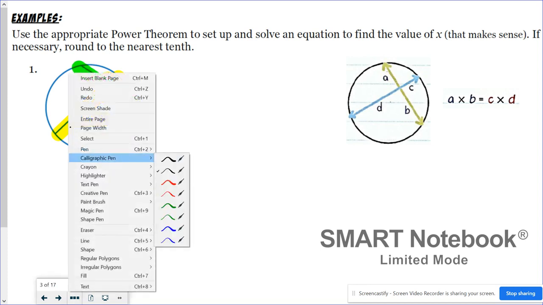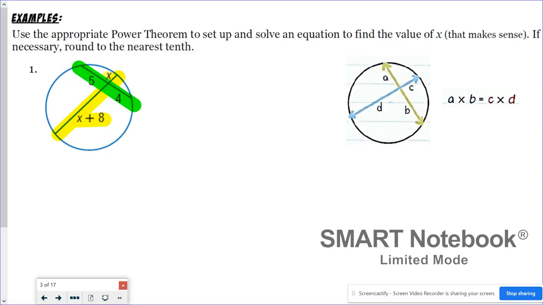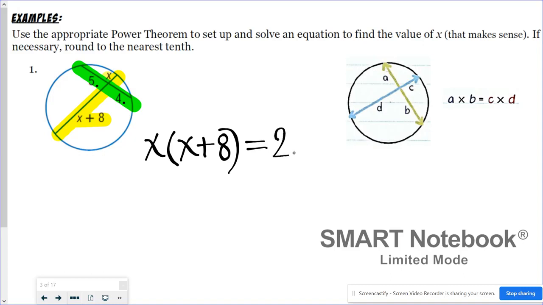So I'm just going to create an equation using my Chord-Chord Power Theorem. All right, so I'm going to take the product of the segments of my yellow chord. So I'm going to go X times X plus 8. And then this is going to equal the product of the segments of my other chord. So 5 times 4 is 20.